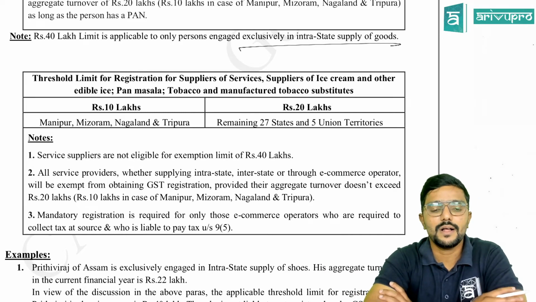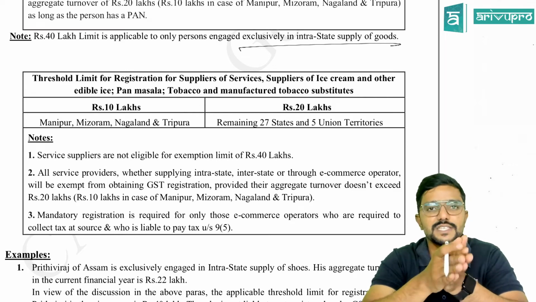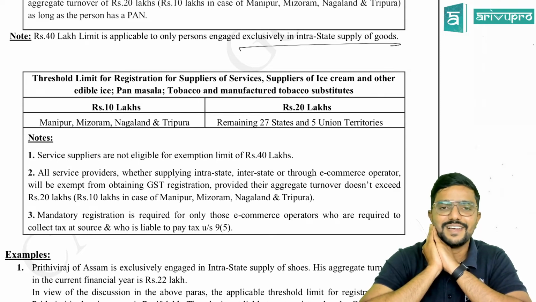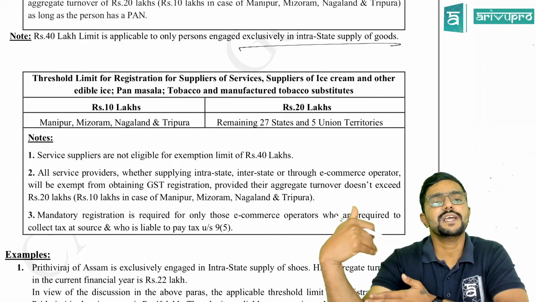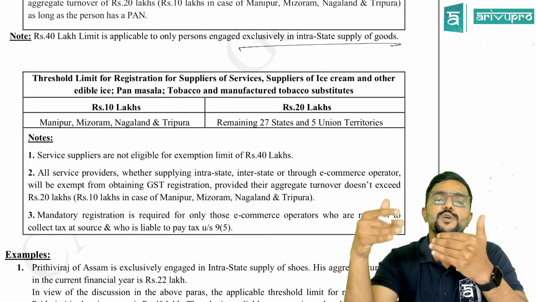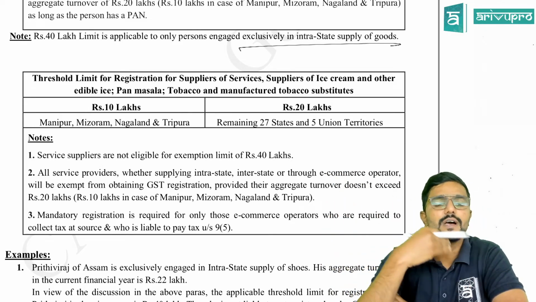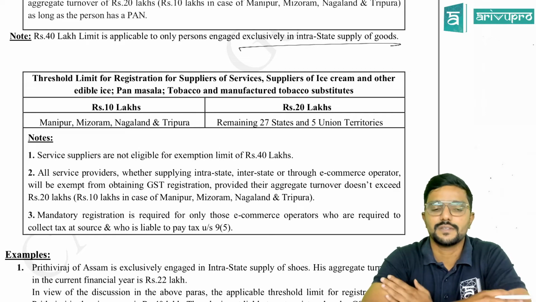Next. All service providers, whether supplying intrastate or interstate or through an electronic commerce operator, will be exempt from obtaining GST registration provided their aggregate turnover does not exceed 20 lakh. So if you are a service supplier within the state or outside the state, for you always the 20 lakh or 10 lakh limit will be applicable, guys. Agree? Because even if you are supplying services outside the state, Section 23 has given exemption for you if your turnover is up to 20 lakh or 10 lakh. Clear?